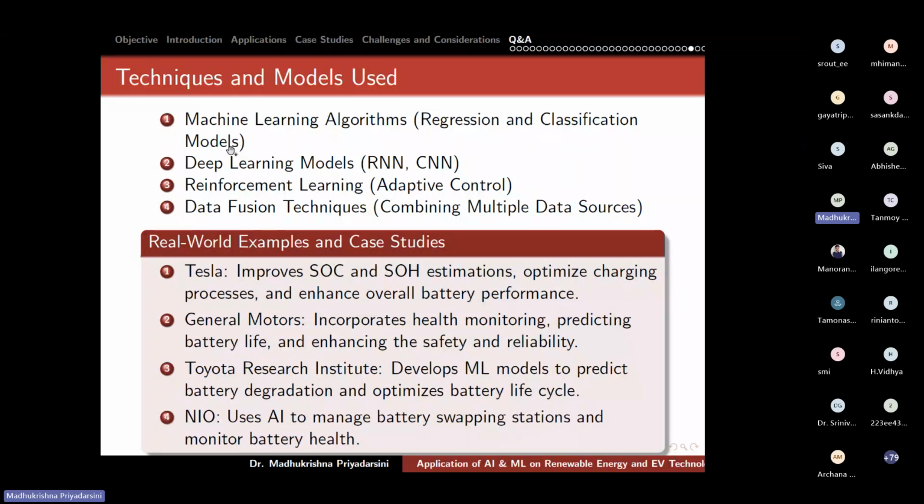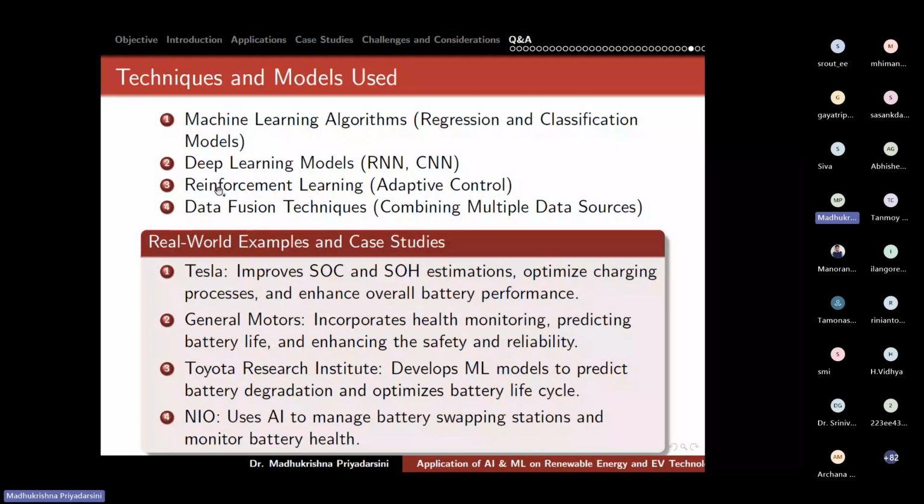The first one is the machine learning algorithms, like we have seen the regression models and the classification models. Then we are also using deep learning. All these terms I have written here: machine learning, deep learning, reinforcement learning, data fusion. So EV is basically a combination of all the technologies. What is the requirement of the EV, and accordingly we are going to implement any of these technologies.